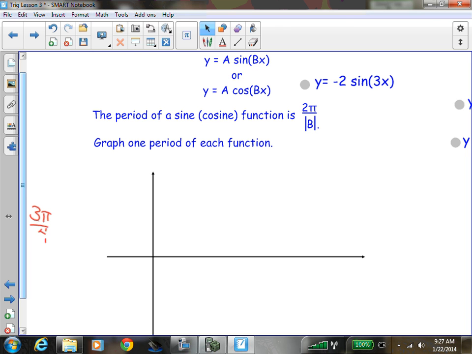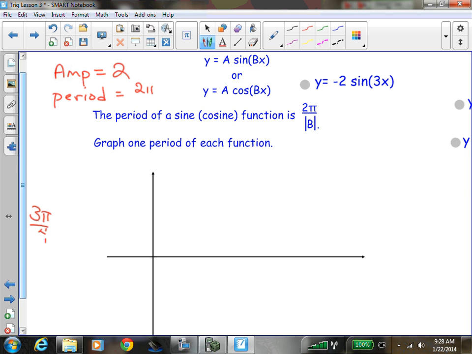Now, what's our amplitude? Let's see. What's our amplitude? The amplitude's the absolute value, so it's 2. Now, to get the period, we've got to do 2 pi divided by the b number, so it's 2 pi over 3. Now, if I divide this by 4, dividing by 4 is the same as multiplying by 1/4. So I'm going to get 2 pi over 12, which will be pi over 6. So I'm going to count by pi over 6 here.